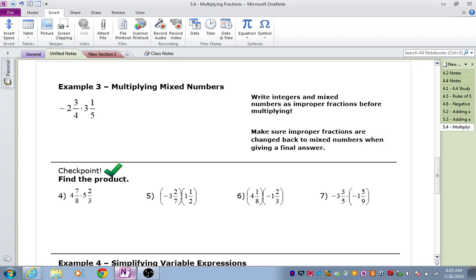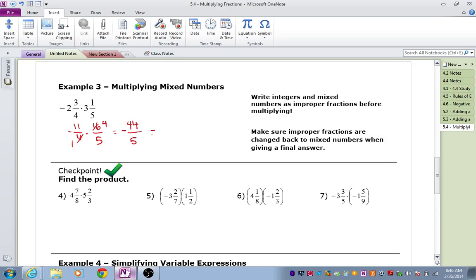So here, remember, ignore the negative. So 2 times 4 is 8, plus 3 is 11, so it's negative 11/4. 3 times 5 is 15, plus the 1 is 16, so 16/5. 4 goes into 4 once, 4 goes into 16 4 times, so we get 44, because 11 times 4 is 44. 1 times 5 is 5, and a negative times a positive is a negative.